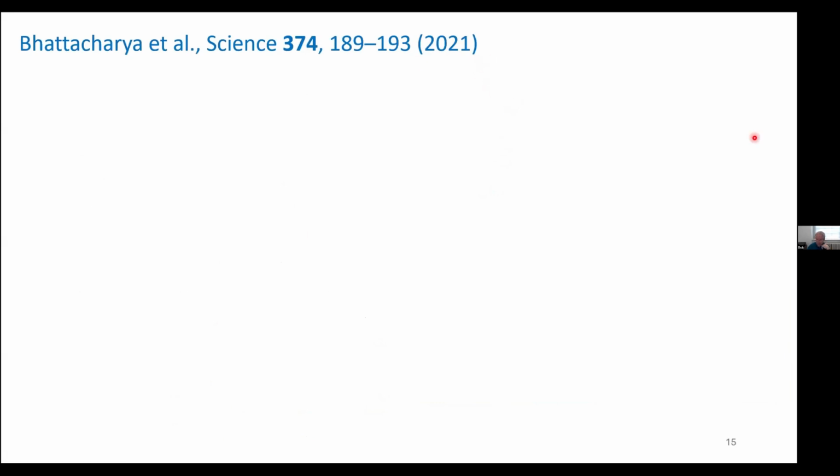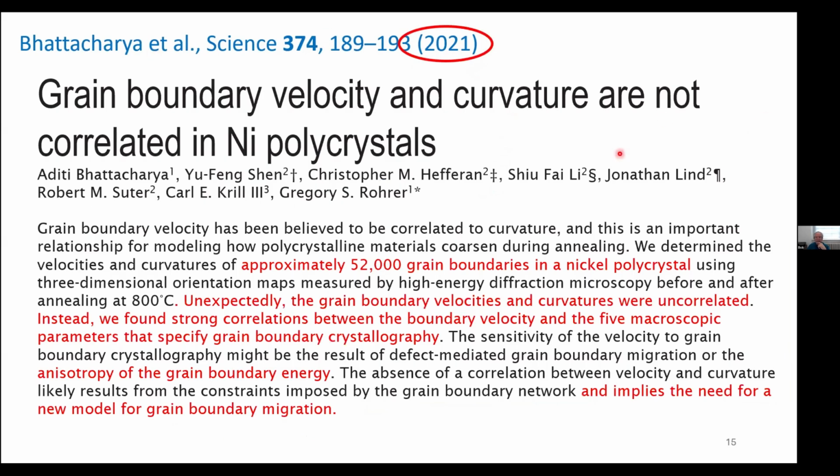Finally, in 2021, we published a paper on this in Science Magazine. And the title of the paper says it all: grain boundary velocity and curvature are not correlated in nickel polycrystals. So the reason the data were so puzzling is because that curvature-driven rule that we started off trying to validate, well, we finally decided that the data were right and the rule was wrong.